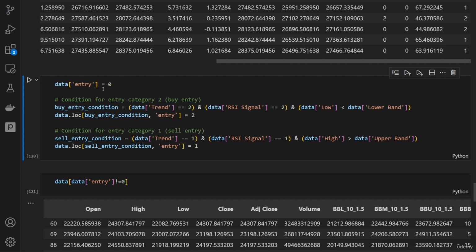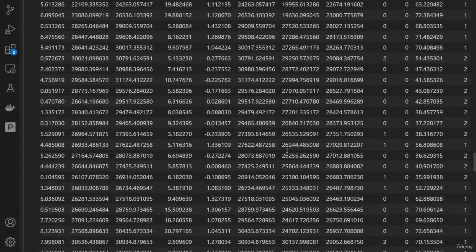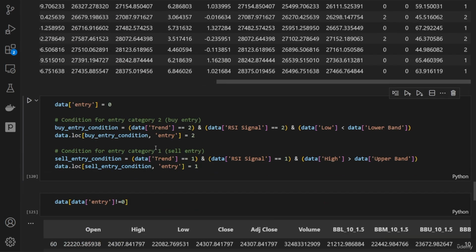We can use the same procedure here. So again, in this indicator, we're checking if we have a closing price below the lower band and an RSI value below 55, in which case we consider we have a bullish signal. And in the opposite case, if the closing price is above the upper band and at the same time the RSI is above 45, our RSI signal is bearish. And we can combine this together with other indicators.